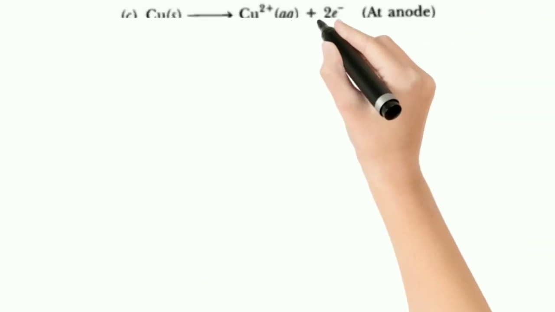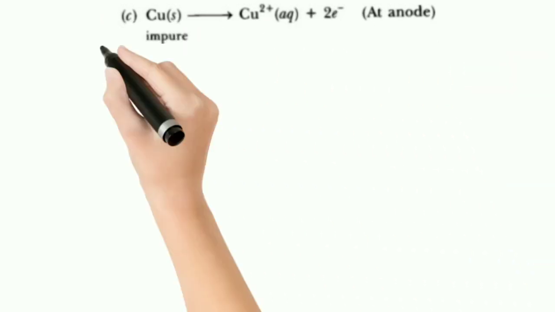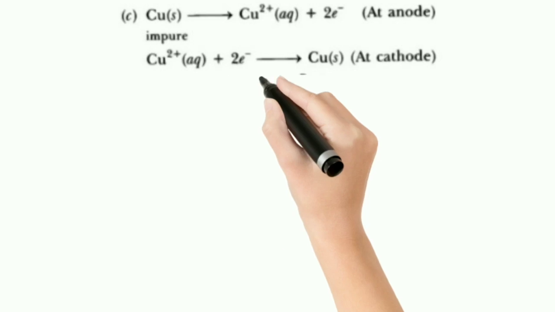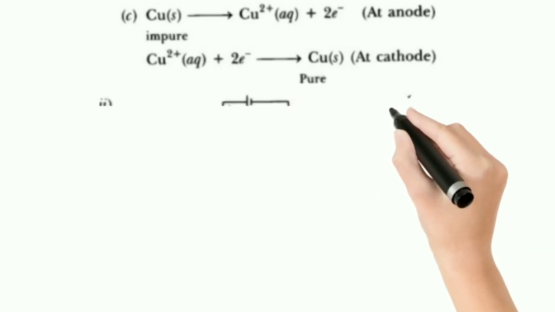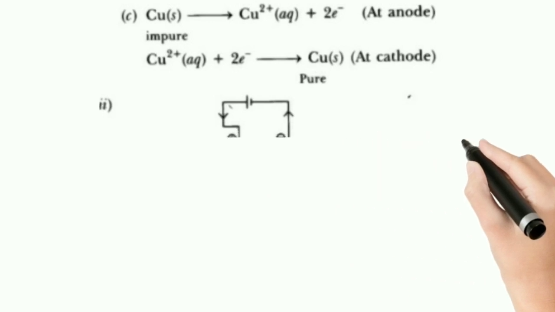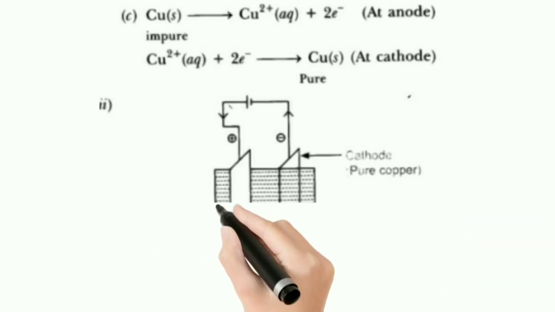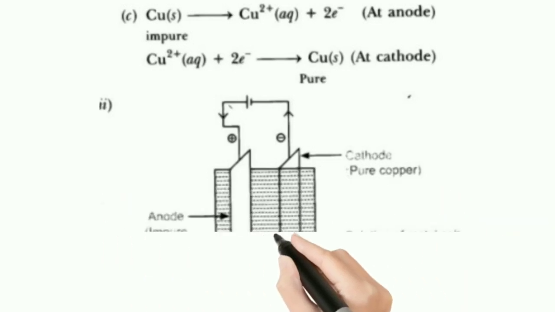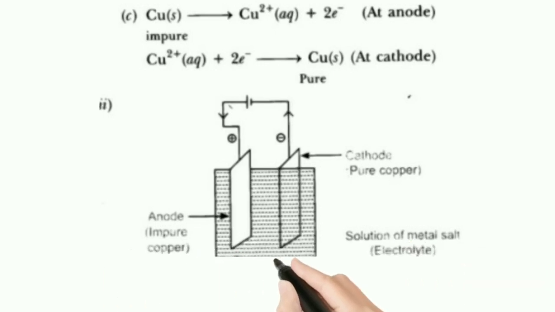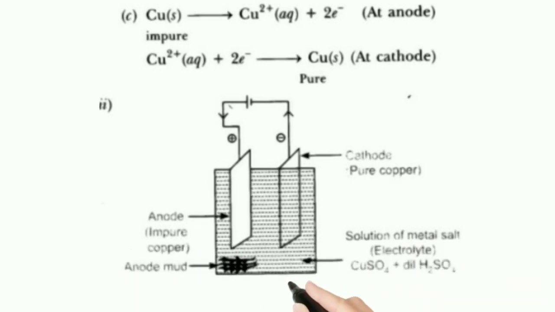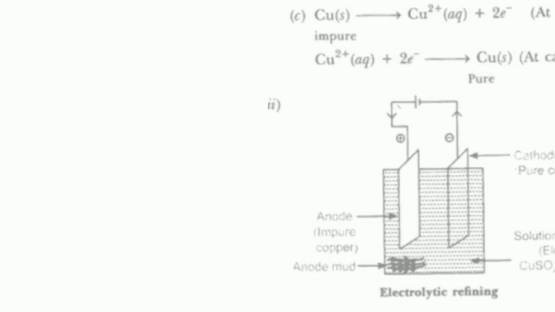Now let us see about the reaction that takes place in the electrolysis process. That is, impure copper undergoes oxidation at the anode, and this Cu2+ gains electrons and converts itself into copper at the cathode. That is, reduction takes place at the cathode. Here impure copper is taken as the anode and pure copper is taken as the cathode, and the electrolytic solution we have taken here is copper sulfate with sulfuric acid, that is, acidified copper sulfate solution. So this is the overall reaction that takes place in the electrolysis process. Finally we are getting copper at the cathode in the pure form.